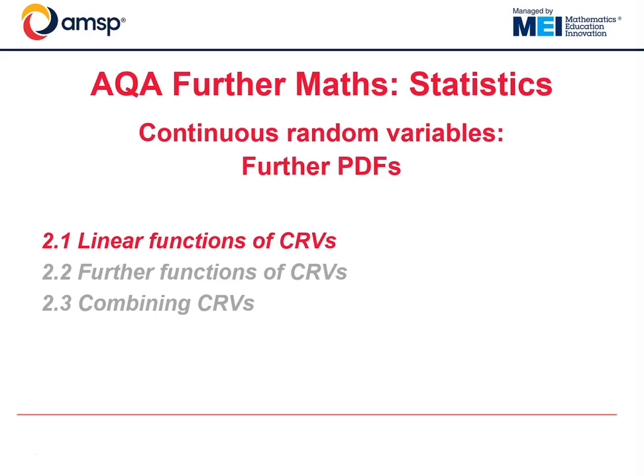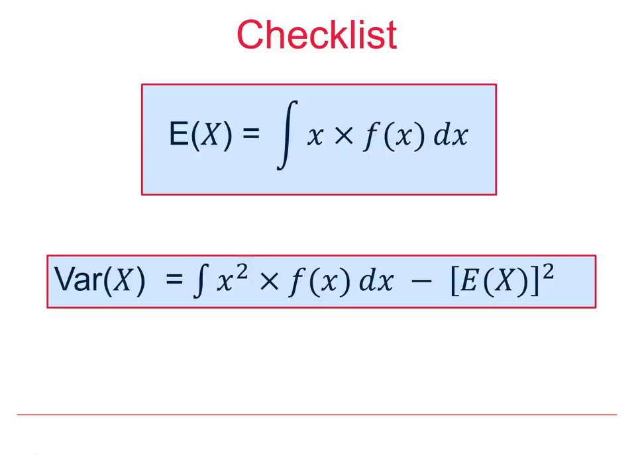Hello and welcome to this AQA Further Maths Statistics video looking at continuous random variables, and linear functions of continuous random variables. First of all, a reminder of what you should recall from earlier videos: the definitions for the expectation and the variance of x, where x is a continuous random variable. And if you haven't remembered those, perhaps just jot them down somewhere for reference during this video.